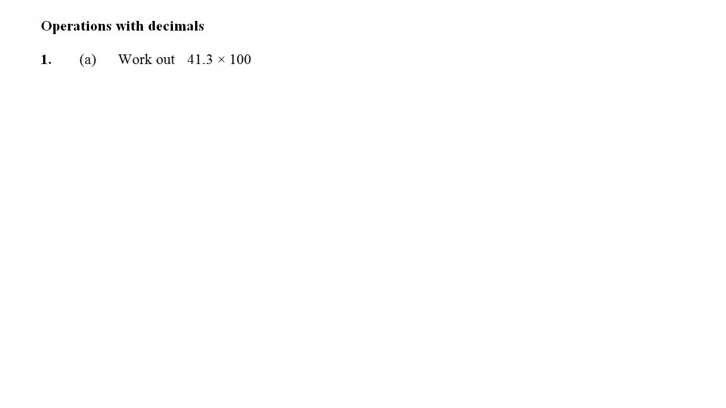Right, here we go with some calculations with decimals, starting out with quite an easy one. Hopefully you can all multiply by 100. Everything is moved across two columns to the left. Everything gets bigger by 2 powers of 10. So the 4, which is a 40, becomes 4,000. So we have 4,130. Hopefully that one is okay.